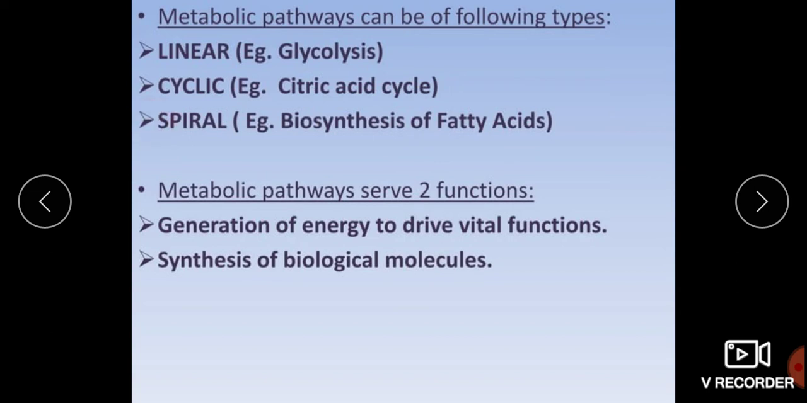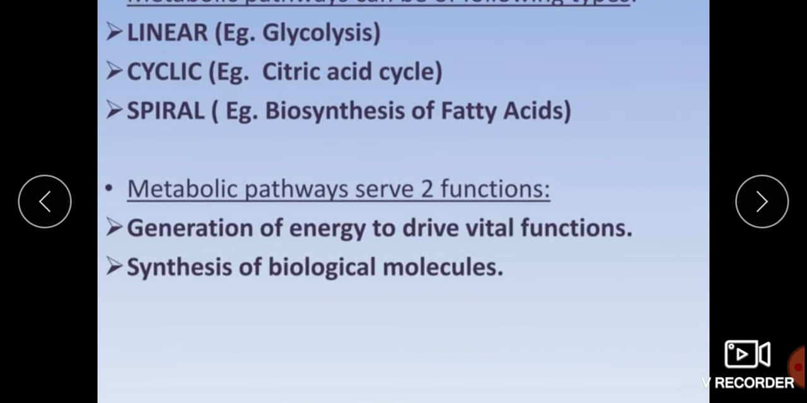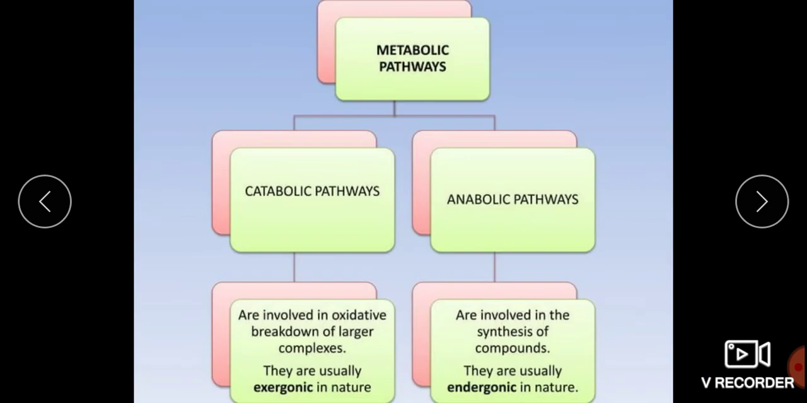The metabolic pathway serves two functions. It generates energy, and because of this energy the cell can drive its vital functions. Also, because of a metabolic pathway there is a synthesis of biological molecules, for example the synthesis of nucleotides. Metabolism means the sum of all the chemical reactions occurring in a cell. It is subdivided into catabolism and anabolism.